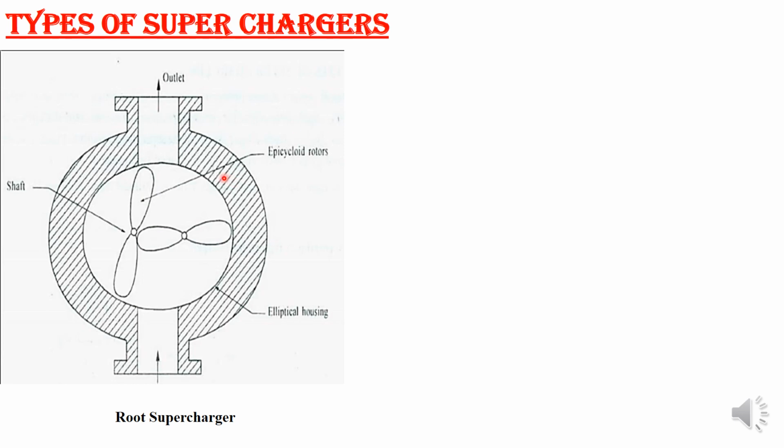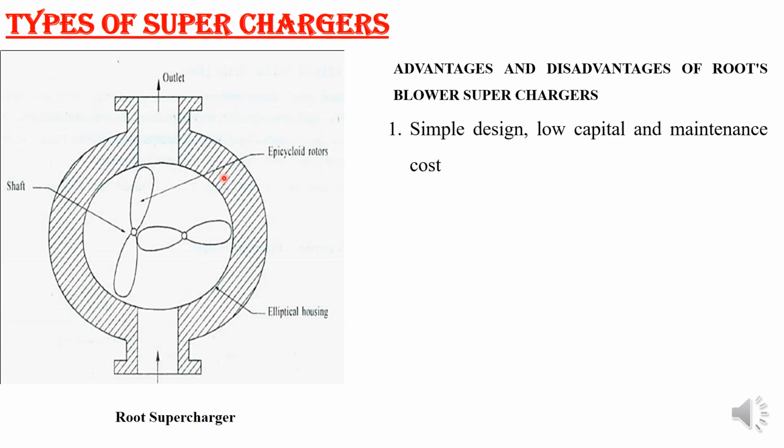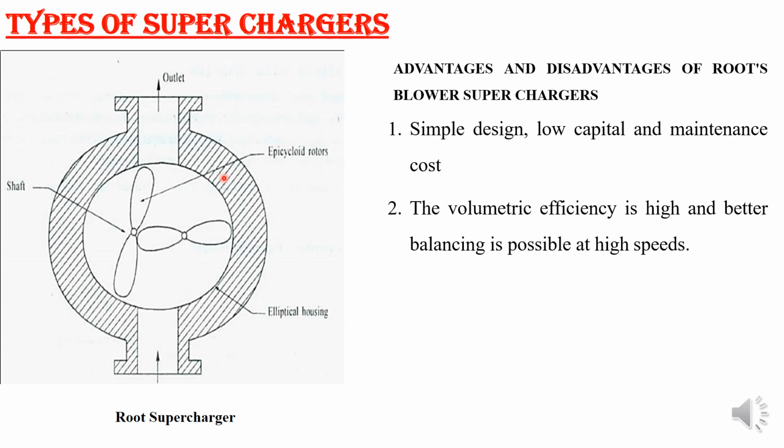So the advantages, as already told: simple in design, low capital and maintenance cost, volumetric efficiency is high, and better balancing is possible whenever the pressure ratio is in the range of 1.1 to 2. Remember this point: whenever the pressure ratio is between 1.1 and 2. If it goes beyond 2, then volumetric efficiency is going to be reduced as low as 50-60%.